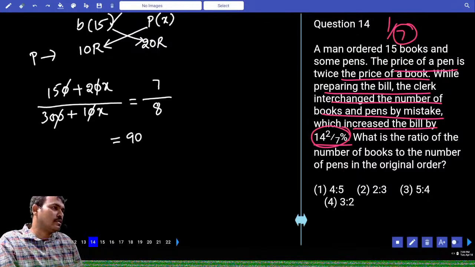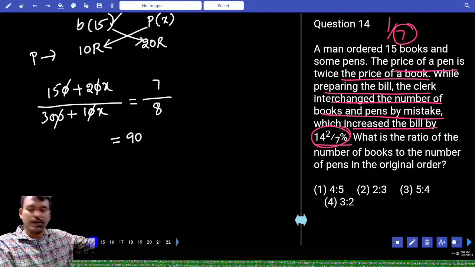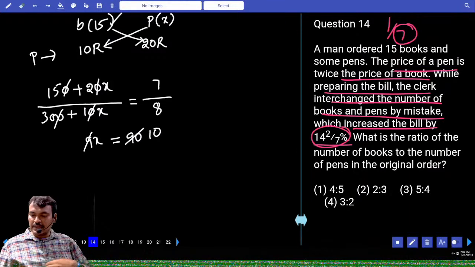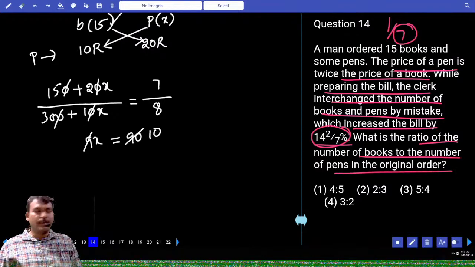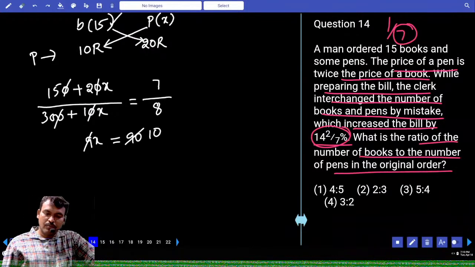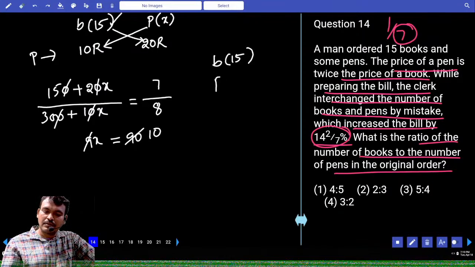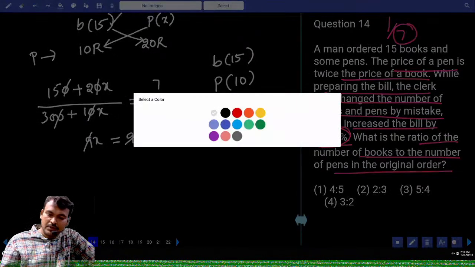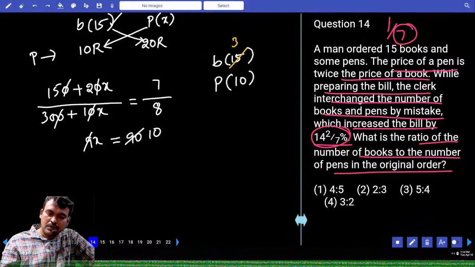120, 210 difference 90. Again 7 into x, 7x. 8 times 2 is 16x. Difference is 9x. 9 how many times? 10 times, so x value is 10. What is the question here? Ratio of the number of books to the number of pens in the original order. Books is how many? 15 books. How many pens? 10 pens. What is the answer? 3:2 or 2:3? 3:2.